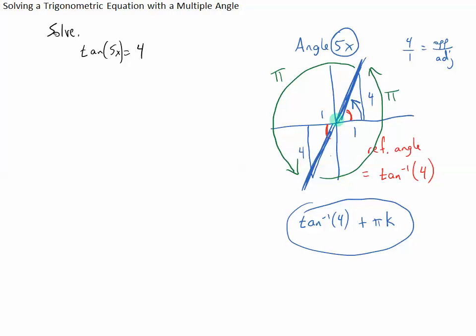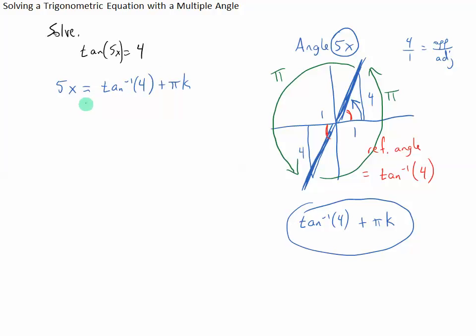So now I've learned about this. I can come back over here to my equation, and I can say that the angle 5x has to equal tan inverse of 4 plus pi k. By the way, this is your exact reference angle. Sometimes it's useful to put this into a calculator in radians mode and get a decimal radian measure of this too. So depending on what the instructions say, if you want to round it, you plug it into your calculator. If you don't want to round it, you leave it like this. All right, so 5x equals this angle, or any of these angles.